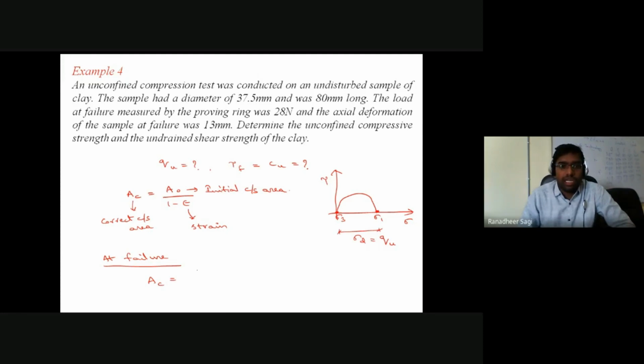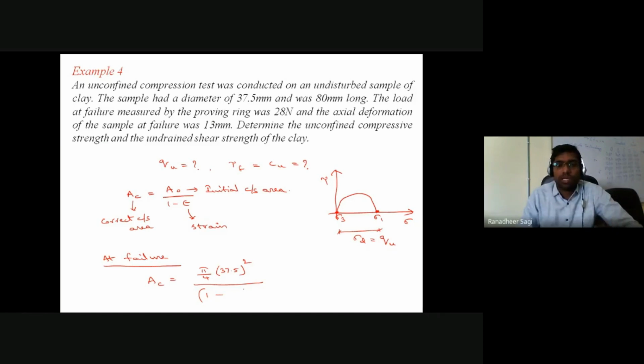Initial cross-sectional area is nothing but pi by 4 into d square. What does d square refer to? It is 37.5 whole square, because the initial diameter of the soil sample is given as 37.5 mm. So the initial cross-sectional area of the soil sample is what I have represented, divided by 1 minus epsilon.